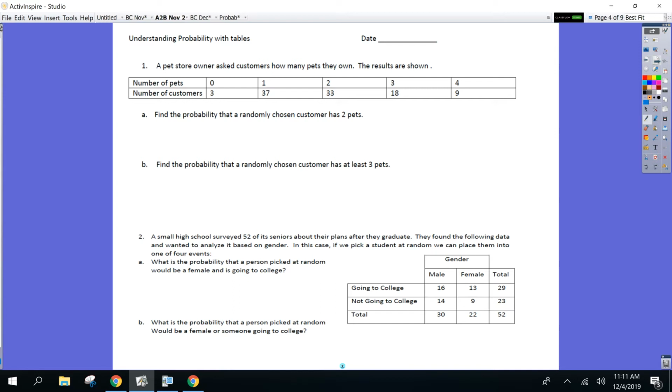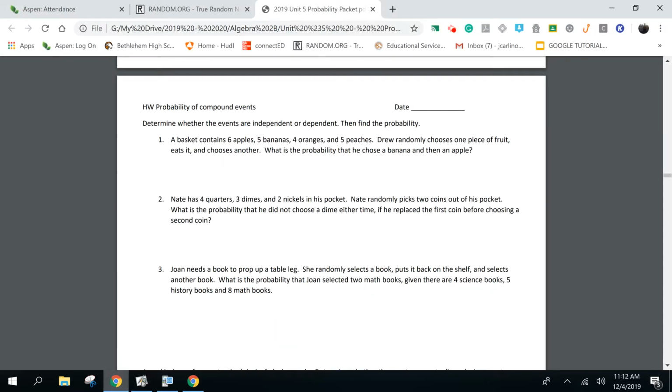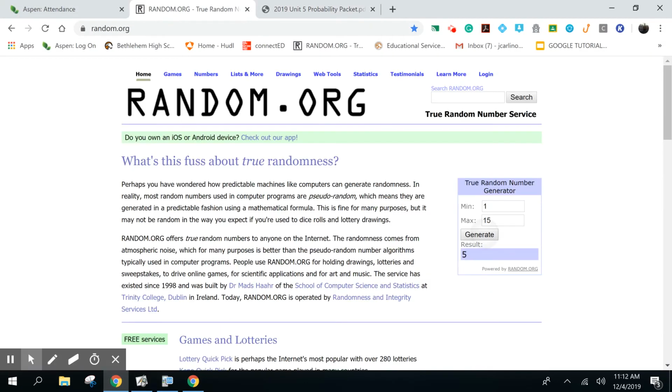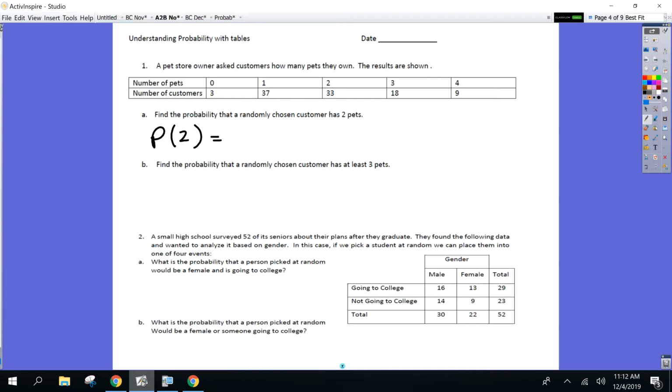What's the probability I choose someone that has 2 pets? So I'm going to start with my symbols. P for probability, 2 pets. Okay, how many people have 2 pets? First, that's got to go on top. Let's start this off right. How many people have 2 pets? 33 out of, is it 100?